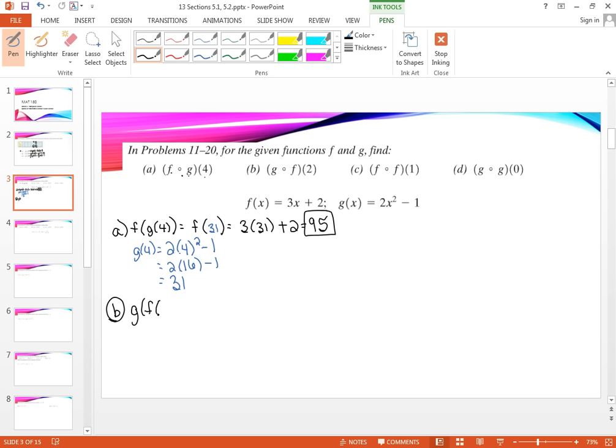g of f of 2 means take 2 and plug it into f. So my f function, 3 times 2 plus 2, which is 6 plus 2, which is 8. So g of 8 is what I really need to calculate now. So this is 2 times 8 squared minus 1. So 64 times 2 minus 1 is 127.